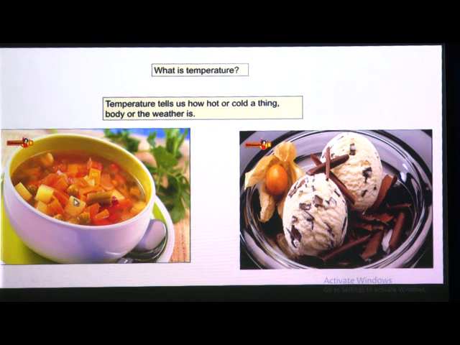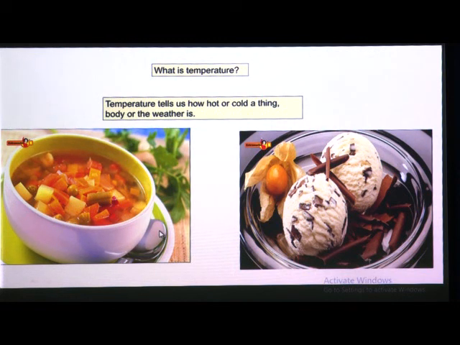Here we are having some food items. So, we can say the temperature of a soup is more than the temperature of an ice cream, or we can say the temperature of ice cream is very low. So, temperature tells us by touching, by feeling, how hot or cold the thing is. Not only things, but we measure the body temperature also. We measure the weather temperature also.